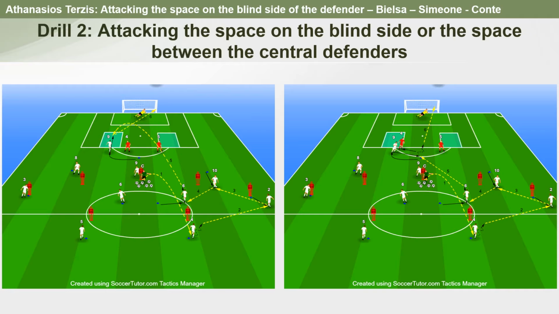On the other hand, on the right diagram, as soon as number 6 receives, number 9 makes a movement towards the blind side of number 4. However, number 4 reacts in a different way. He follows the movement of number 9 by dropping a few meters back, and by this way he keeps within his visual field both the ball and his direct opponent.